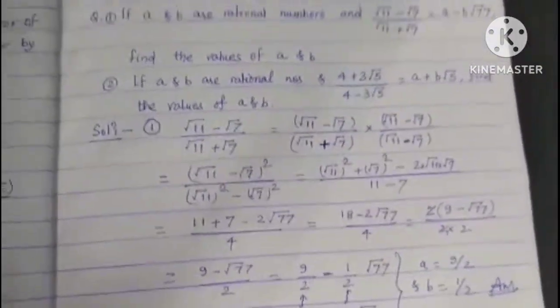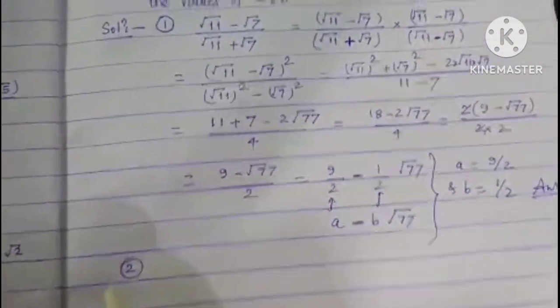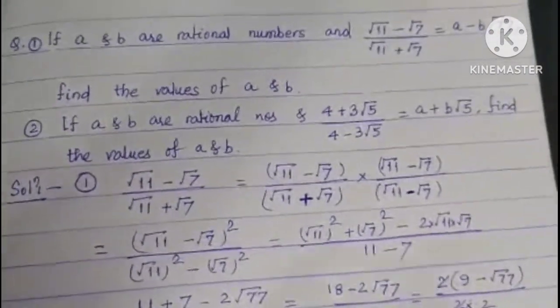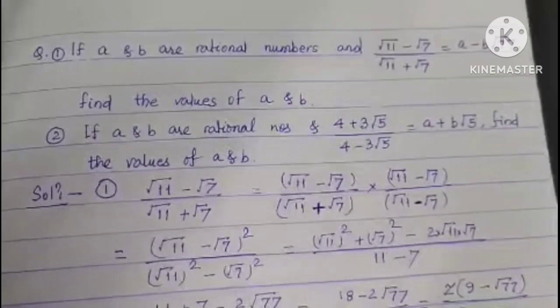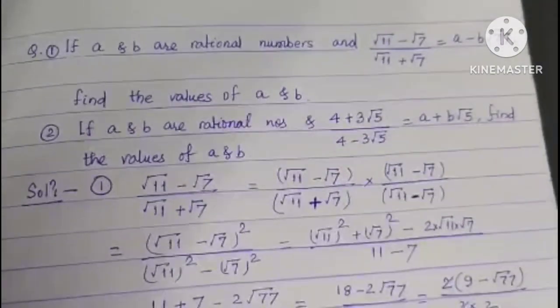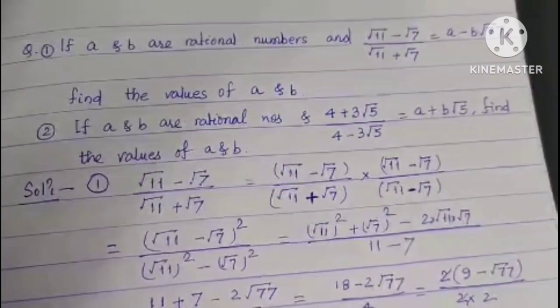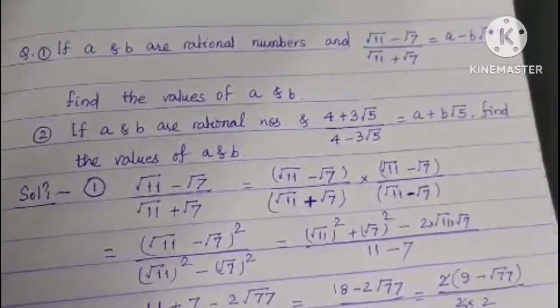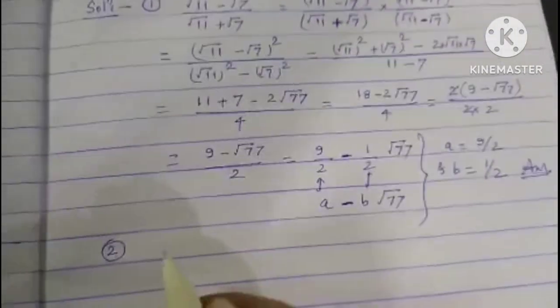Okay, this is one type of question. Later on we will see different types of questions also. So now let us solve the second one. The second one is also the same type, but only the calculation will be different. Here we have been given (4 plus 3 root 5) divided by (4 minus 3 root 5) is equal to a plus b root 5. Okay, no problem, we will do it.